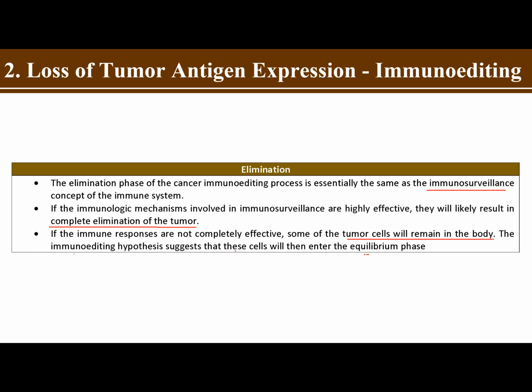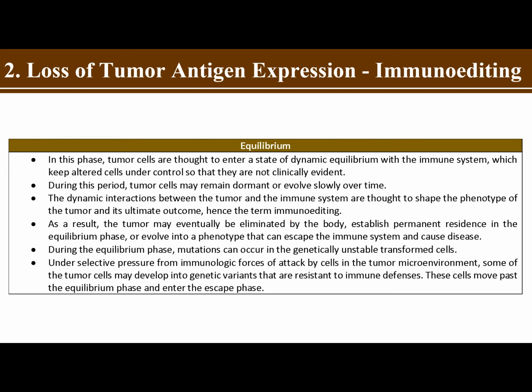In immunosurveillance, class, if it's properly functioning, if your body has a good, properly functioning immune system, it can easily detect and completely eliminate the tumor. But not all of our immune systems have good immunosurveillance. And when that happens, class, the tumor cells will still remain in the body. And these tumor cells that were able to survive the elimination process will now go to the second phase, which is the equilibrium phase. So let's go to equilibrium.